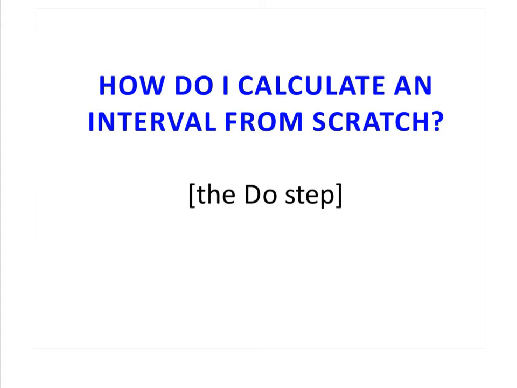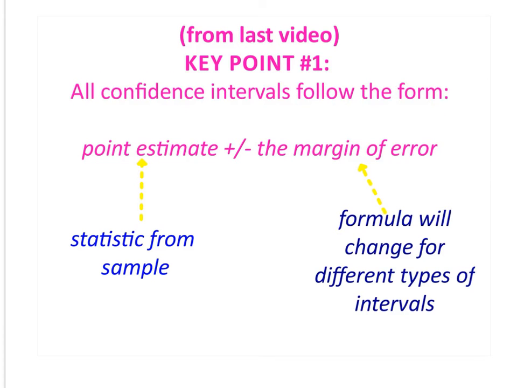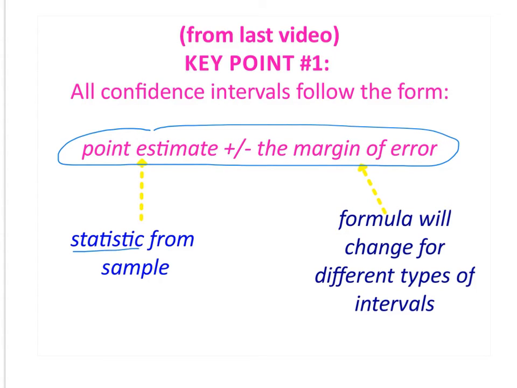How do I calculate an interval from scratch? So we've been given the margin of error up to this point, but now we're going to calculate it. If we think about the key point from the last video and what we just saw on the do step, all confidence intervals follow this format: the statistic, which is p hat or x bar, plus or minus the margin of error, and we said this changes for different types of intervals.